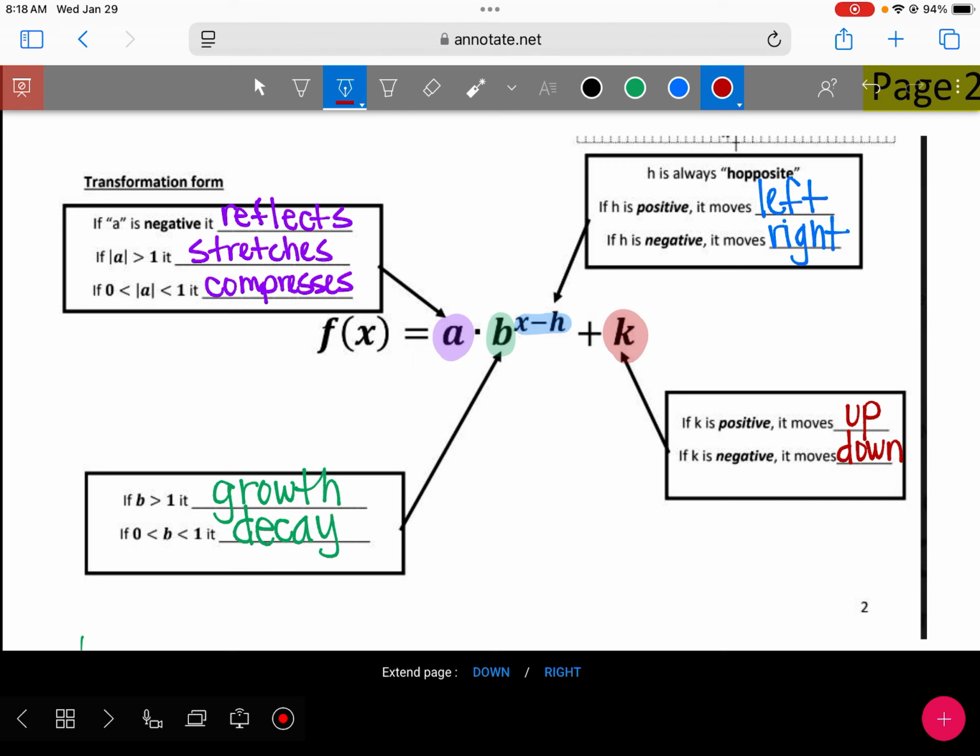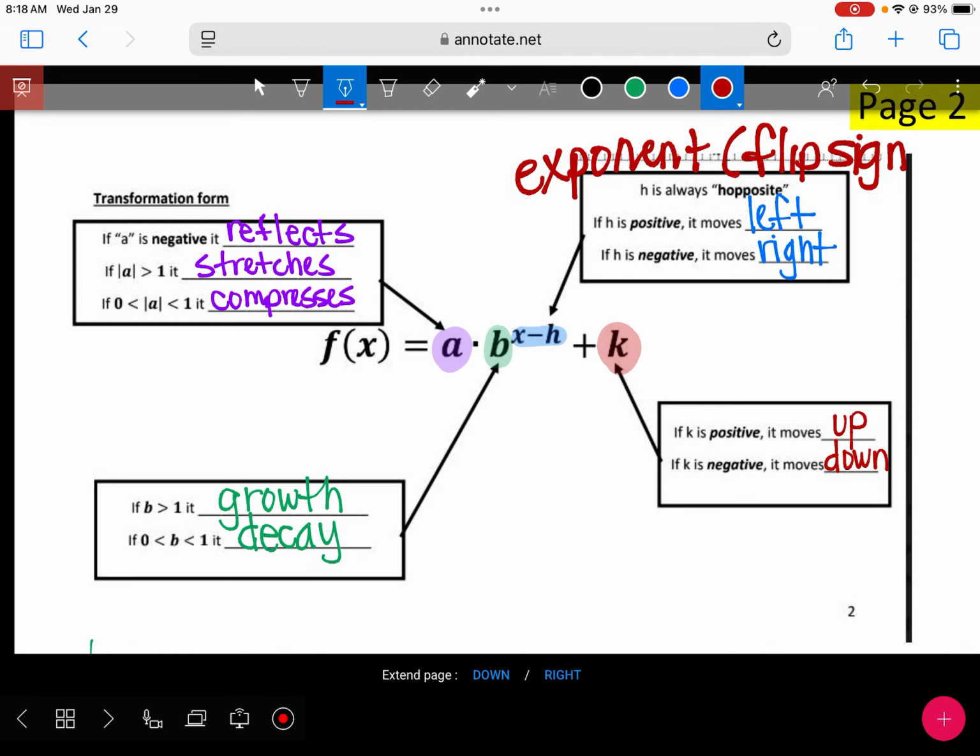Now H is in the exponent. So your H value is in your exponent, and you still flip the sign. So if the exponent has a plus 2 or a plus, that means that the H value is negative. If the exponent has a minus, that means the H value is positive. K is in the back. It moves the graph up and down.